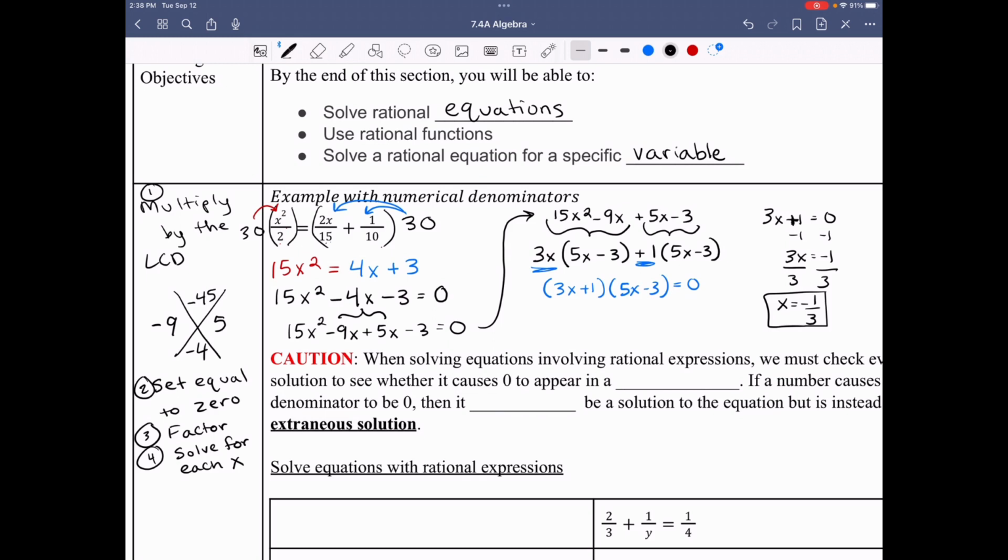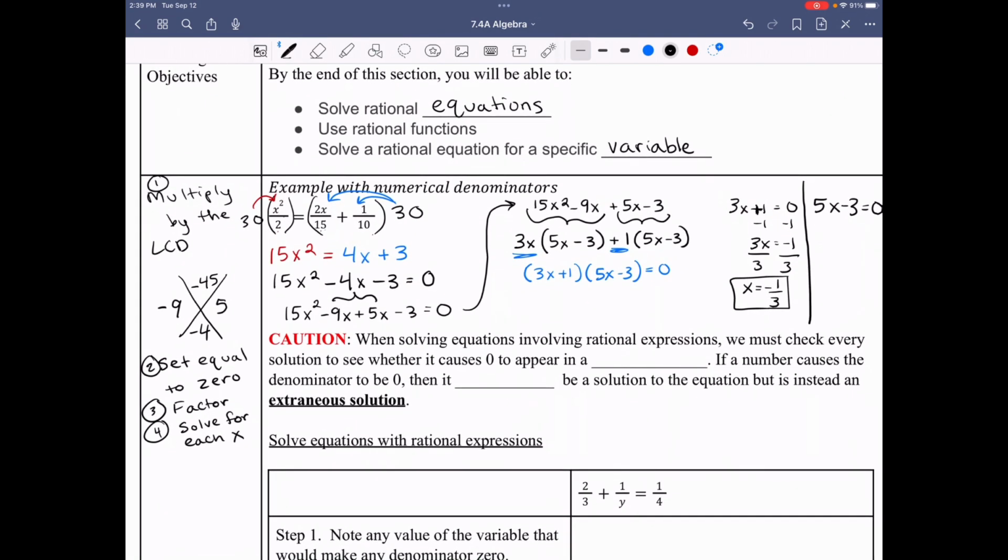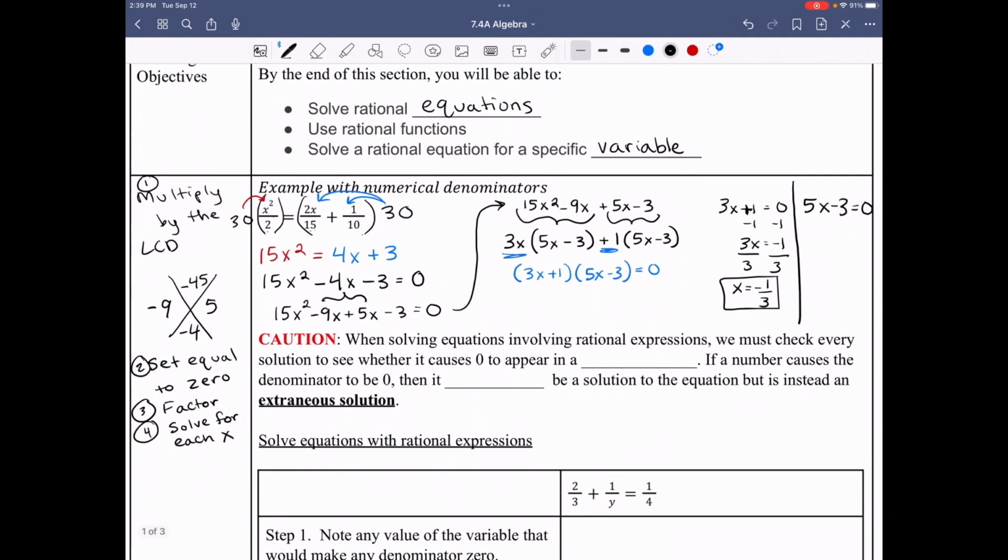And then we have the other factor. Let's see if I can zoom in or zoom out so I have space. The other factor that we have is 5x minus 3. We want that equal to 0. It's important that we stay organized with our work so we don't get lost because there are lots of steps. Now I'm going to add 3 to both sides. So 5x equals 3. Then I'm going to divide by 5, and x equals 3/5.